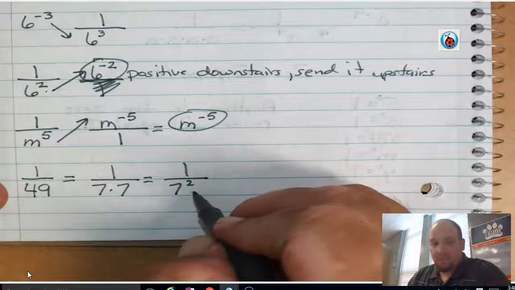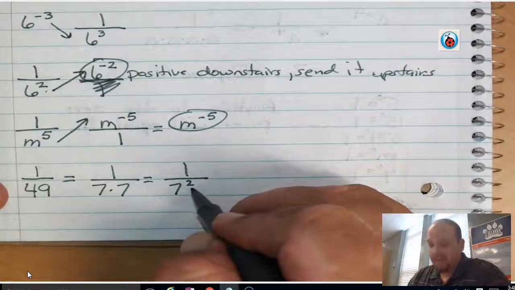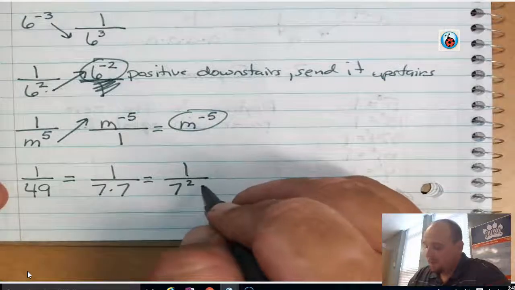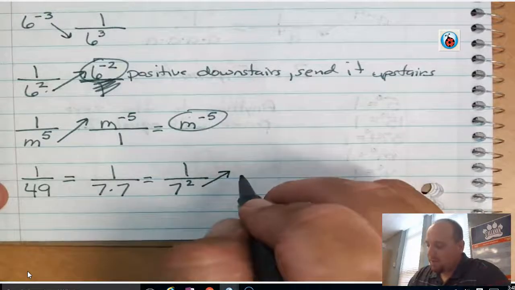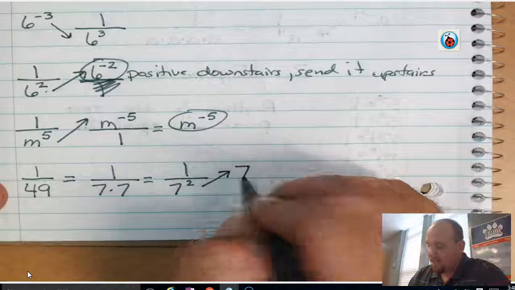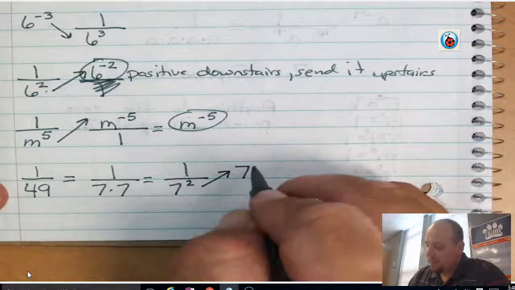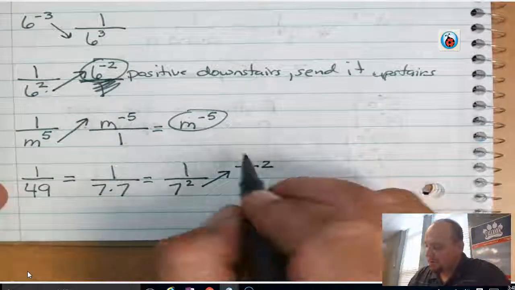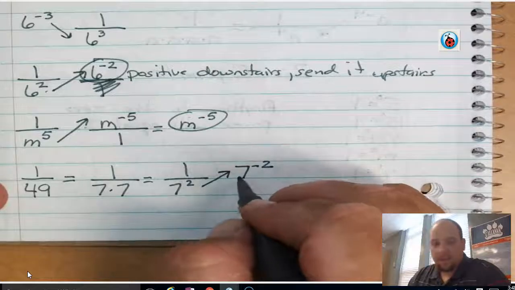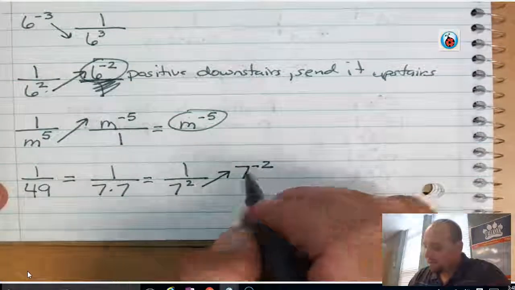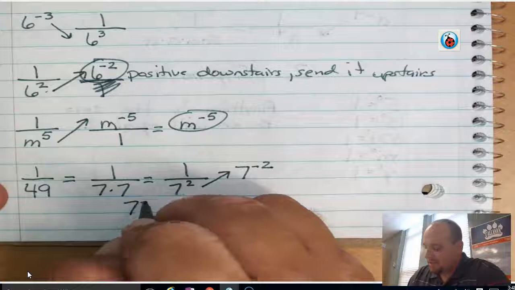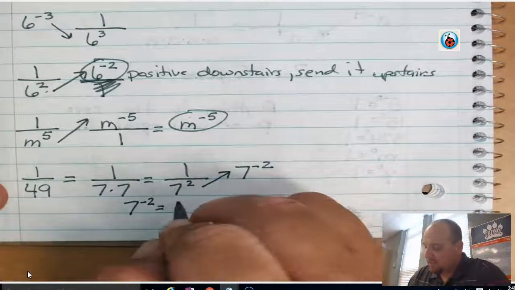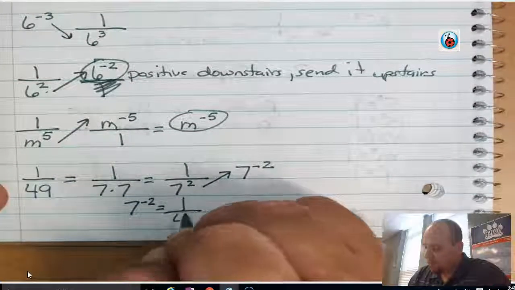Since I have a base with a positive exponent downstairs, I'm going to send that thing upstairs. And when I send it upstairs, the base stays 7, but now the positive exponent becomes a negative exponent. And so I end up with an answer of 7 to the negative 2 power. So basically, 7 to the negative 2 power is equal to 1 over 49.